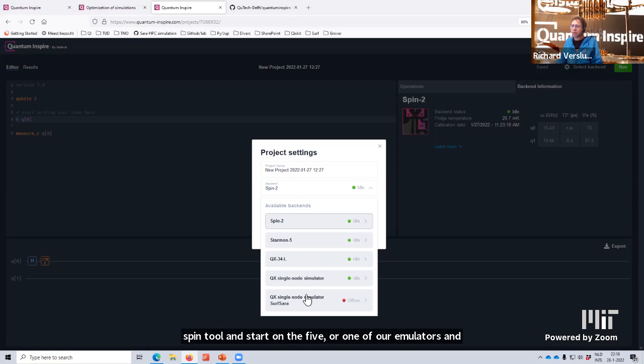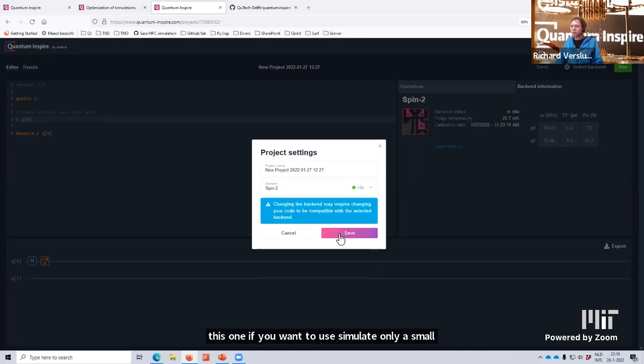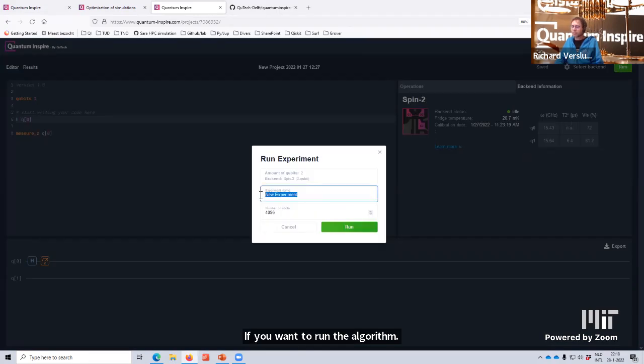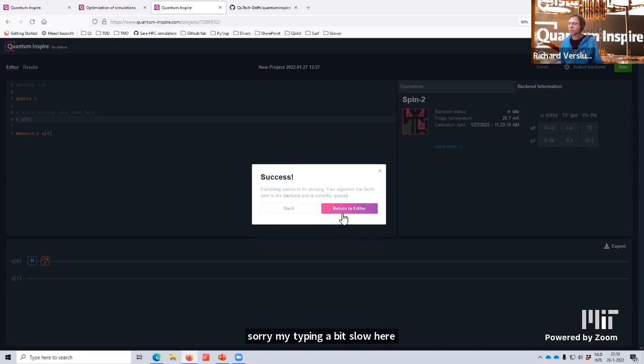And this emulator is out of use. This is an HPC system that is no longer used by us. We now have a new HPC system, so you can use this one if you want to use a large number of qubits. You can use this one if you want to simulate only a small number of qubits. But let's use Spin2. If you want to run the algorithm, click on Run. Give your experiment a name. Sorry, my typing is a bit slow. You specify the number of shots, and you click on Run.